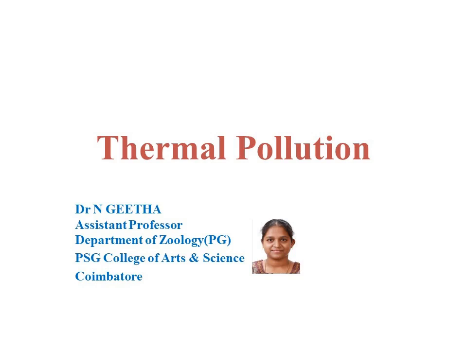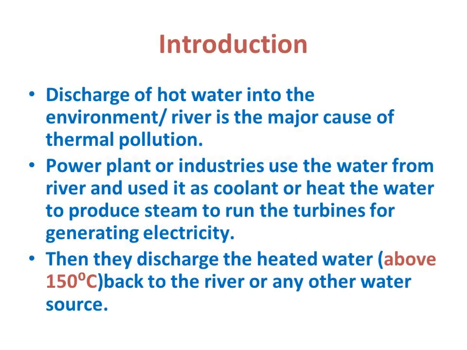In this lecture, we are going to study about thermal pollution and nuclear hazards. Thermal pollution. Discharge of hot water into the environment or to the nearby river is the major cause of thermal pollution. Power plants or industries use the water from the river as coolant or heat the water to produce the steam to run the turbines for generating electricity.